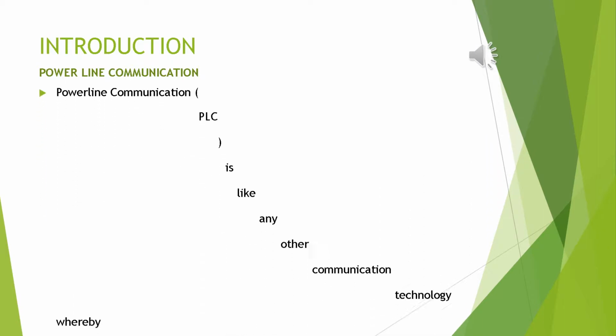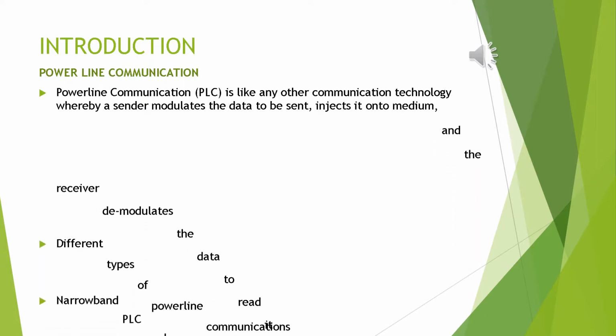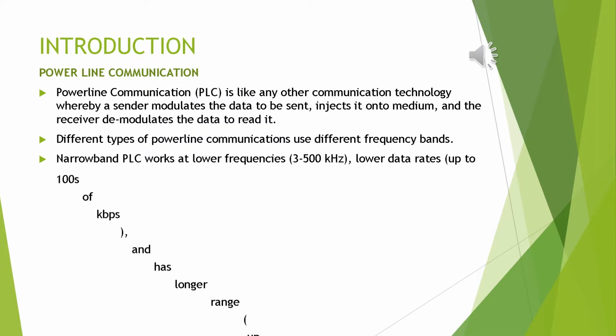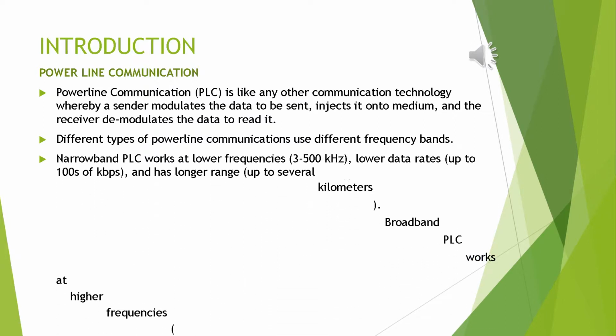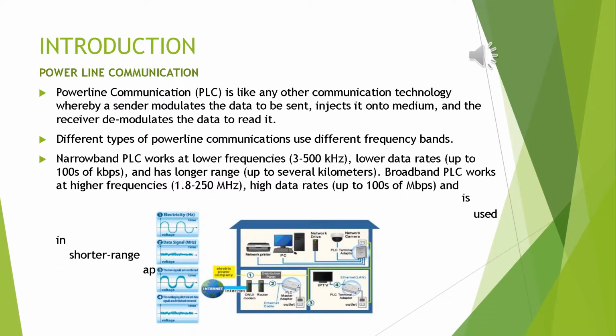Continuing the introduction, I will present briefly on what is powerline communication. Powerline communication, also known as PLC, is like any other communication technology whereby a sender modulates the data to be sent, injects it onto a medium, and the receiver demodulates the data to read it. Different types of powerline communication use different frequency bands. There are two types of frequency band, known as narrowband PLC and broadband PLC.